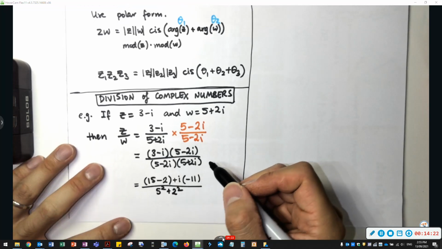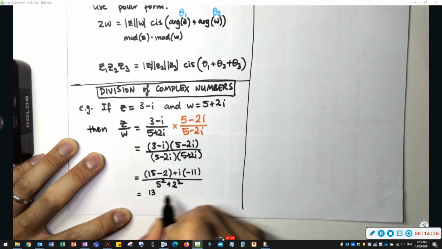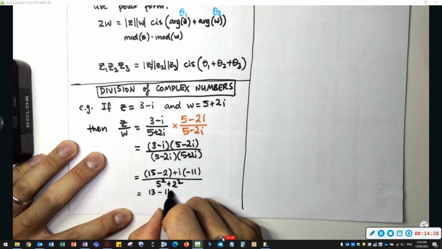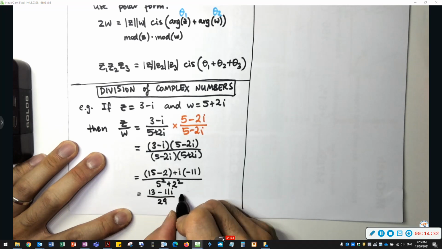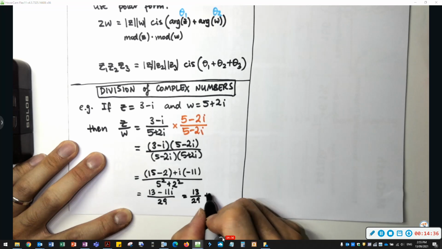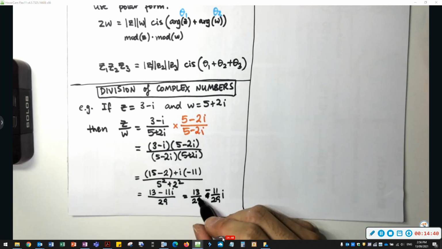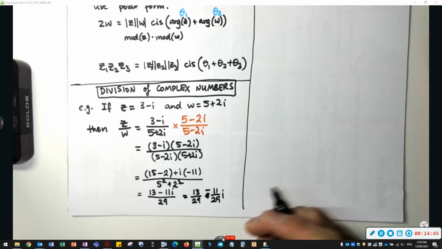So let's keep going and resolve this. We've got 13 minus 11i all over 25 plus 4, which is 29. So if you want to separate it out, you can say that's 13 over 29 minus 11 over 29i. Okay, so that's the real part, that's the imaginary part when you divide the two together.